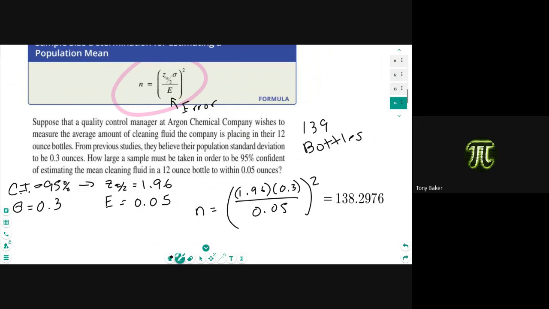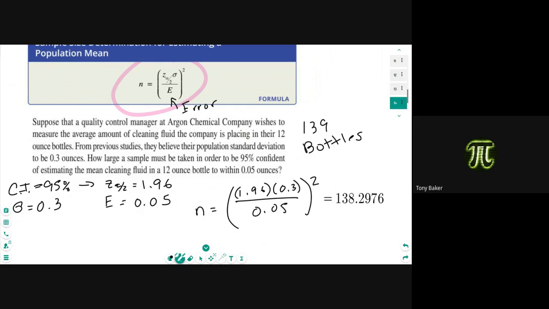Does it say anywhere in this problem how many bottles of chemicals this company makes? No. In the formula, does it ask for that information? No. They could make millions of bottles of fluid. I only need to look at 139 of them.